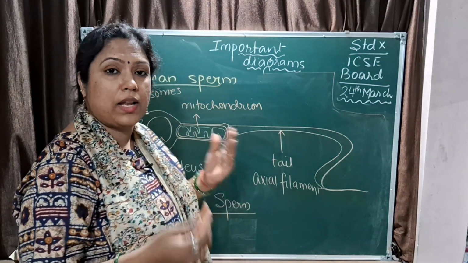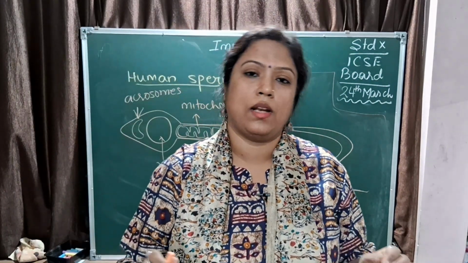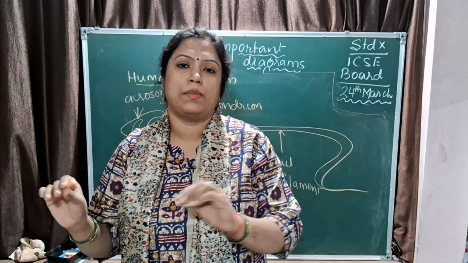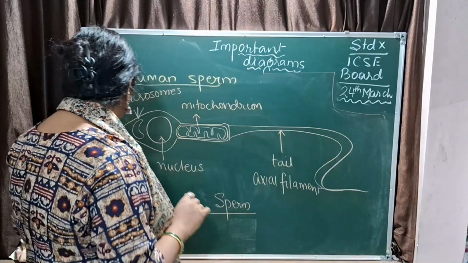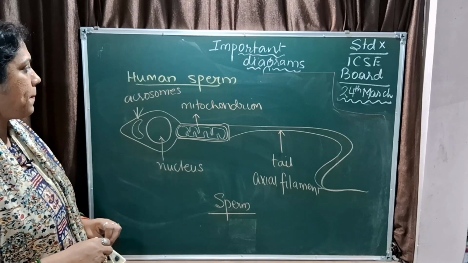They can ask you to directly draw the human sperm, or they can ask you to draw a neat labelled diagram of the human male gamete. Then you have to draw this diagram. Take a screenshot.